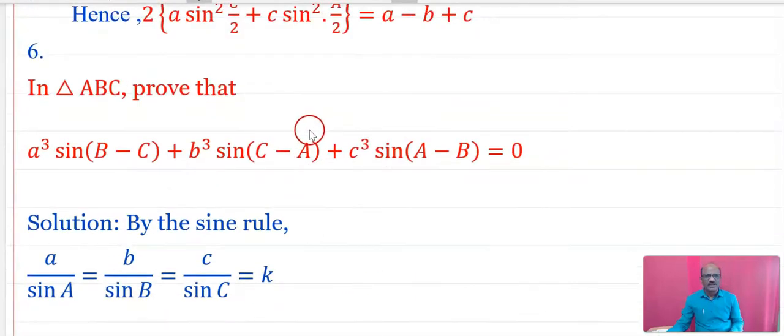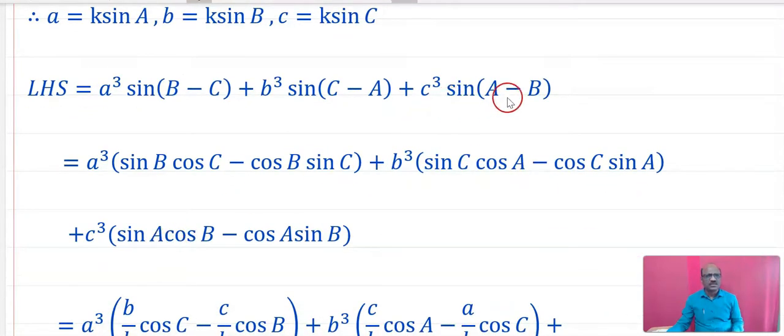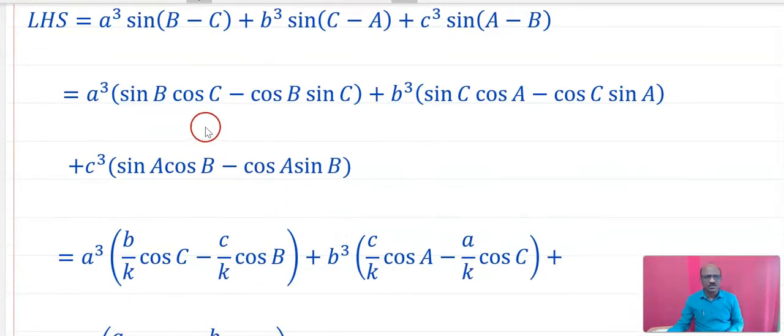Now consider the LHS. LHS is equal to a cube sin(B minus C) plus b cube sin(C minus A) plus c cube sin(A minus B). Now the expansion of sin(B minus C) is sin B cos C minus cos B sin C, plus b cube (sin C cos A minus cos C sin A), and the next is c cube (sin A cos B minus cos A sin B). Now again here we will substitute the values.